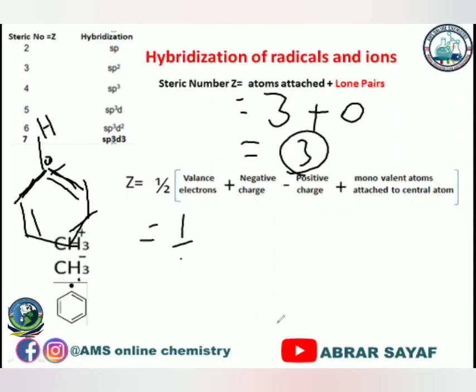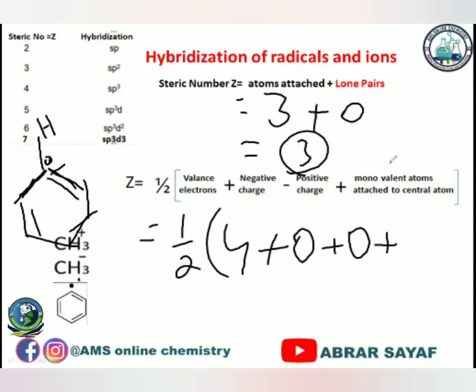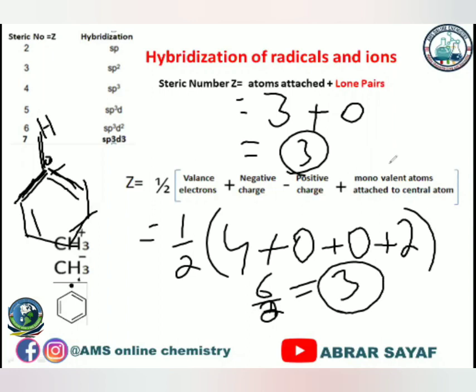If we use this formula, half valence electrons are 4. There is no negative charge, no positive charge. And how many monovalent atoms are attached to it? Monovalent means atoms attached by single bond. So there are 2 atoms bonded by single bond. So I will write here only 2. So 4 plus 2, 6 divided by 2. So the steric number will be 3. So when the steric number is 3, the hybridization is sp2.